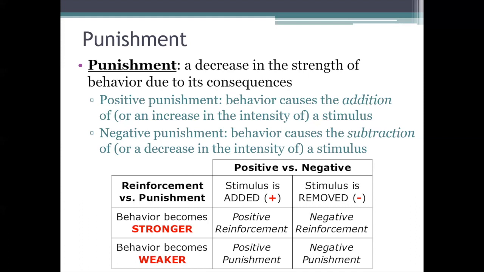So if your behavior got weaker because it caused the appearance of a new stimulus or an increase in the intensity of an existing stimulus, then that would be positive punishment. So, for example, if touching a metal doorknob causes you to receive a painful static electric shock, and then you become less likely to touch metal doorknobs with your bare hands in the future, then we call that positive punishment because the shock was added.